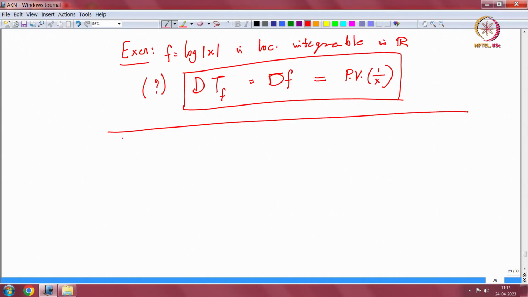So, we have defined the derivative of a distribution in the last class and we have seen the examples. We have seen many examples of how to compute the derivatives of distributions. Now, we want to introduce what is called the Leibniz formula.